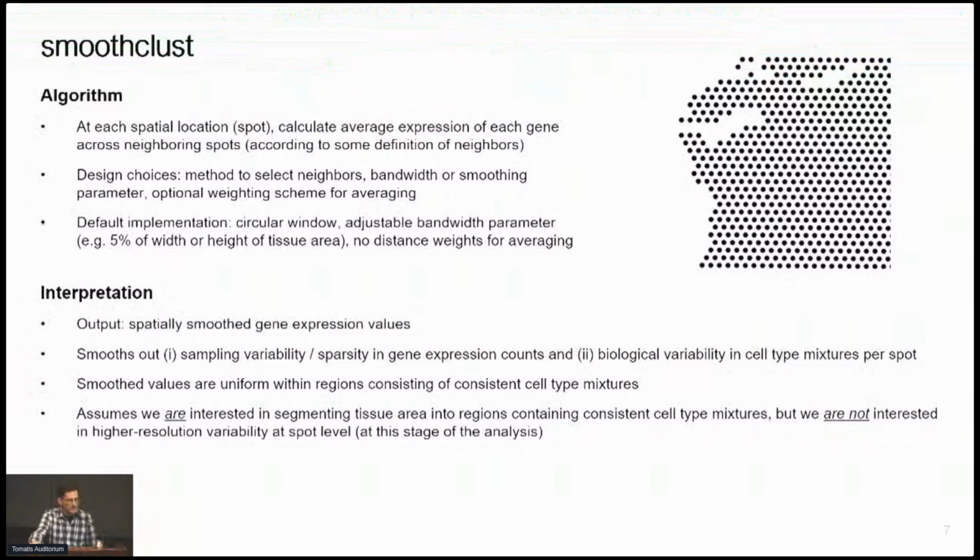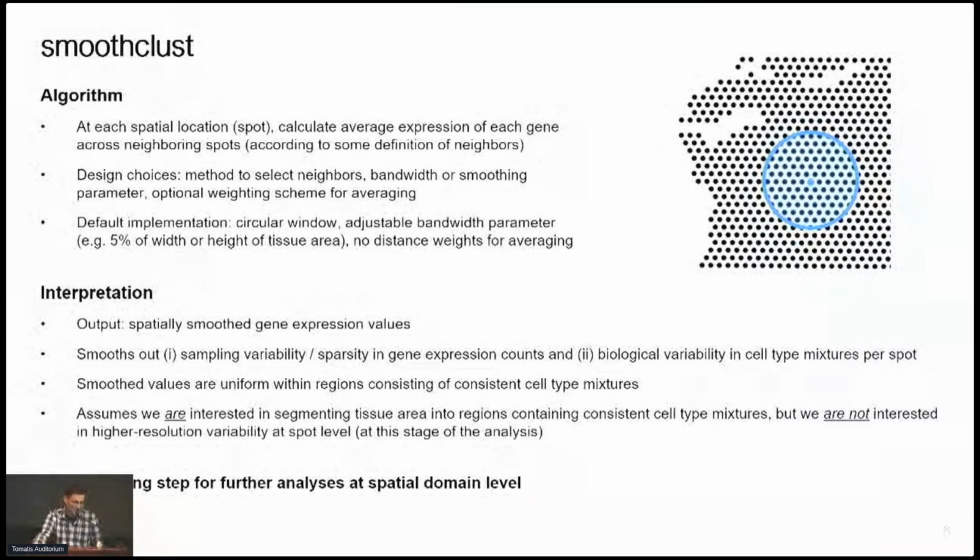The algorithm is quite simple. At each spatial location, we calculate average gene expression across neighboring spots, using some definition of neighbors. We have some design choices here, such as the method to select the neighbors, bandwidth or smoothing parameters, and optionally a weighting scheme for averaging. In the default implementation, we're simply using a circular window with an adjustable bandwidth parameter, by default 5% of the width or height of the tissue area, and no distance weights for averaging.